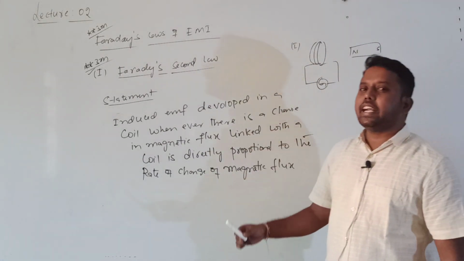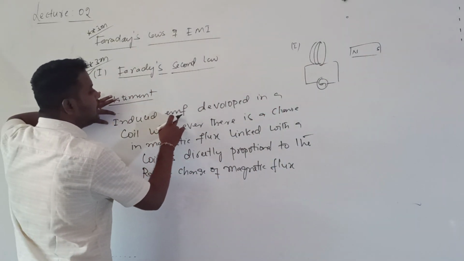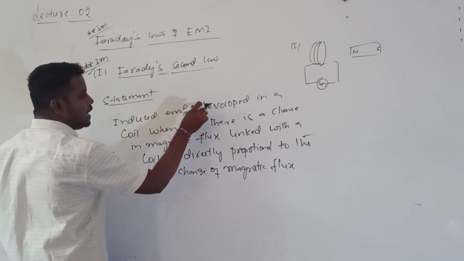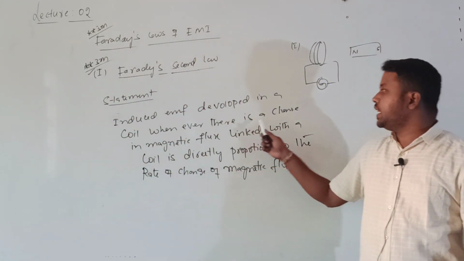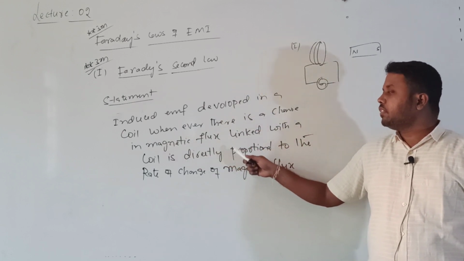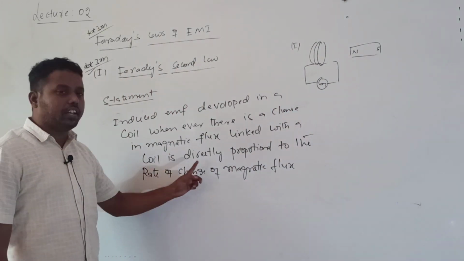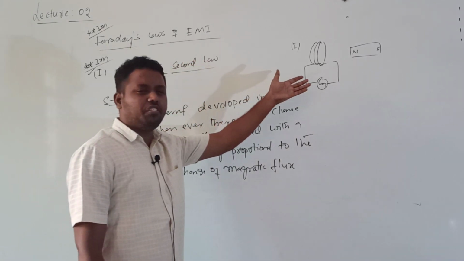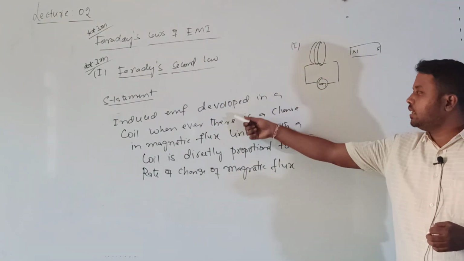So you can note down the second law statement. What is the statement? The induced EMF developed in a coil, when there is a change in magnetic flux linked with a coil, that induced EMF is directly proportional to the rate of change of magnetic flux. To give the statement, what is the experiment? They already observed the first experiment. You can explain. So what is the reason for this statement?